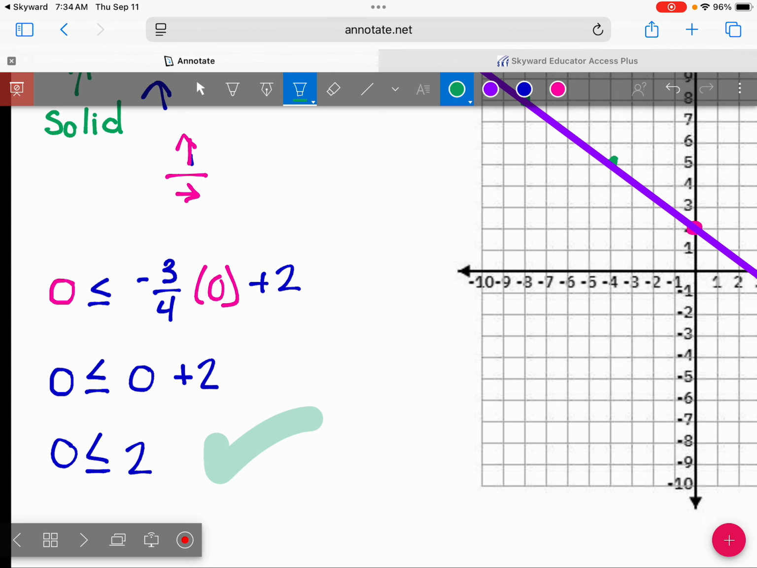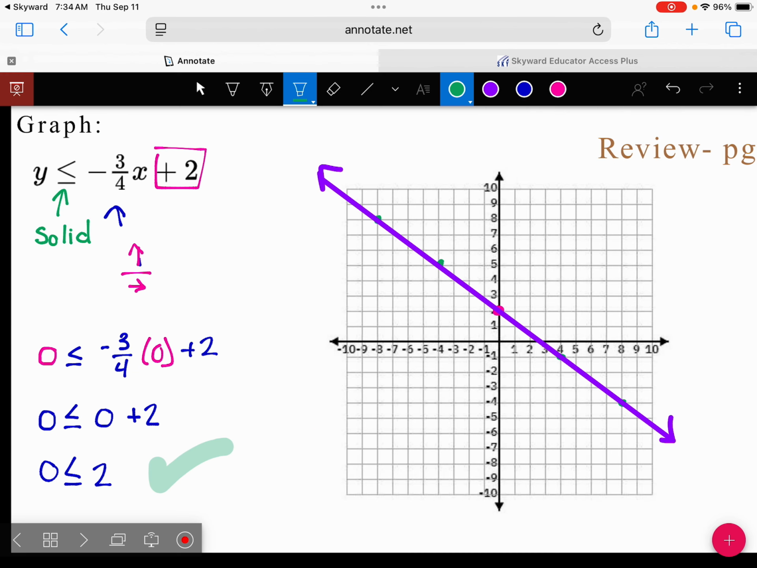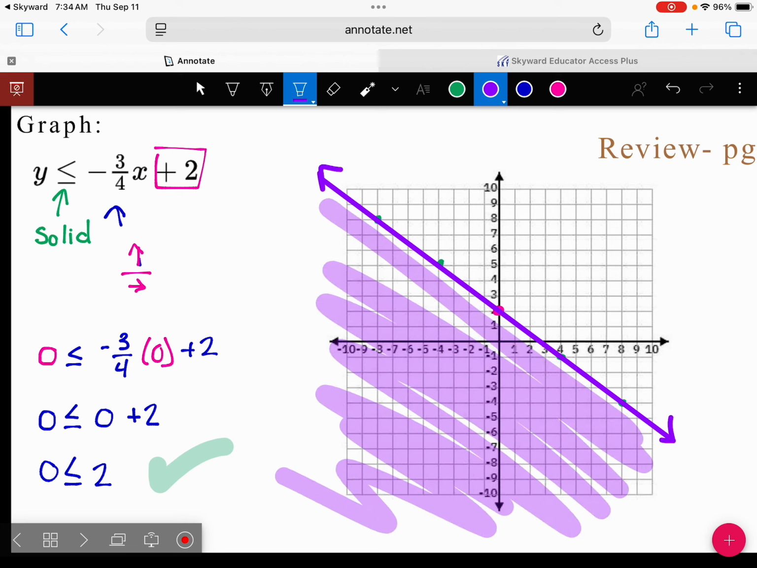Yeah. 0 is less than 2. Totally fine. Which means that this is true. Which means this is where all my answers are. Which means I want to color this side of the graph. So we need to shade in this side. Again, does not have to be perfect. Just needs to get the point across.